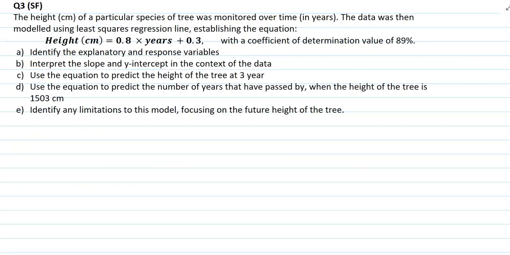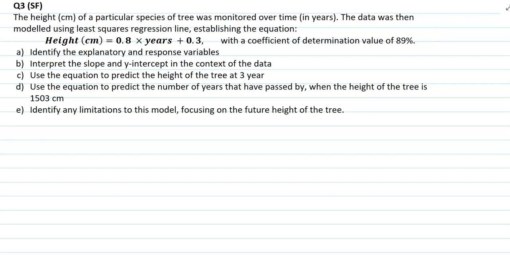of the model. Looking at this last example, we're looking at the height of a particular species of tree monitored over time in years. And it's been modeled using the equation height in centimeters is 0.8 times the number of years gone by plus 0.3. It has a coefficient of determination value of 89%. So if you remember from the previous lesson, that means that it's got a pretty strong correlation between time and the height of the tree.